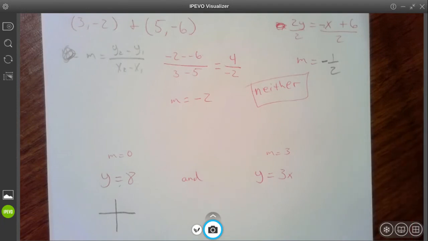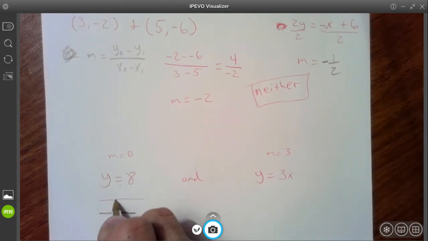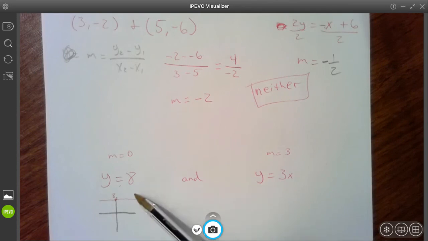So y equals 8, those are the ones that are going to be a horizontal line at 8. So if I was comparing, say, y equals 8 to y equals 2, which would be another horizontal line, well, then these two would end up being parallel to each other, right? Because two horizontal lines, those are parallel to each other.